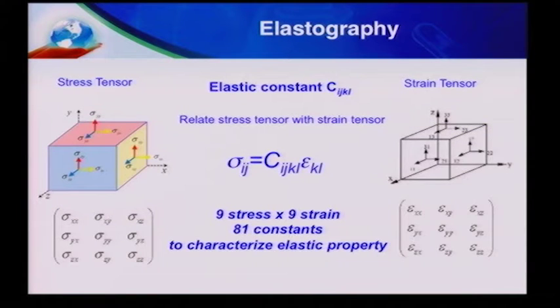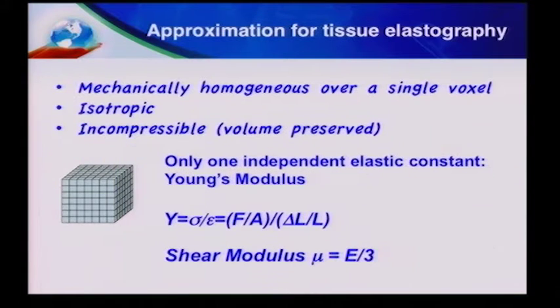Now, in reality, both strain and stress are tensor quantities, so they are 3 by 3 matrices. And if you connect these two, strain with stress, essentially you have an elastic constant, which essentially has 81 constants. And in our case, we want to simplify, at least for the first order approximation.